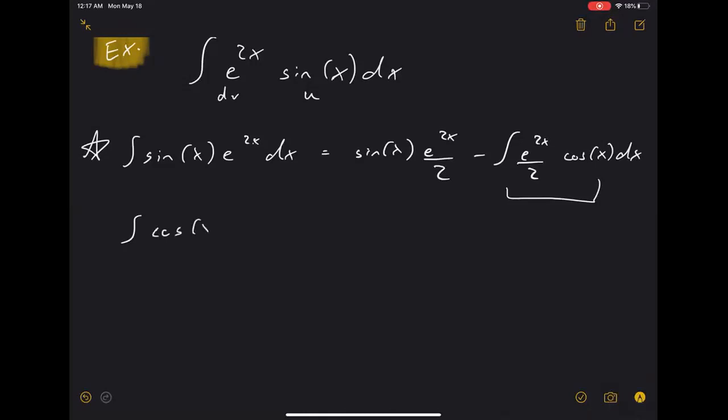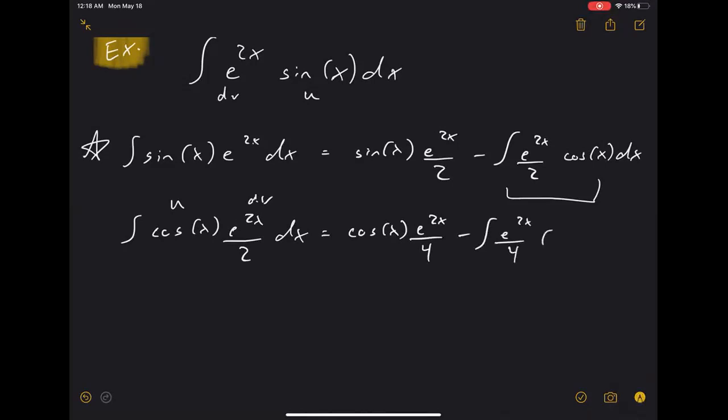In this order. Same integral, just change the order a little bit. Okay, u dv. All right, so u would be cosine of x, and then I would have e to the 2x over 4, right? Because I'm dividing by 2 and then dividing by 2 again.